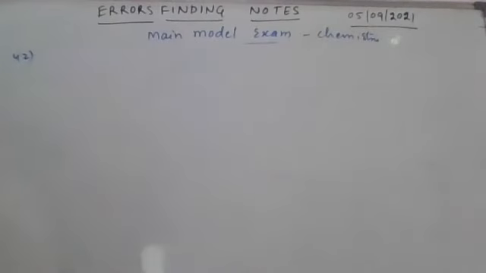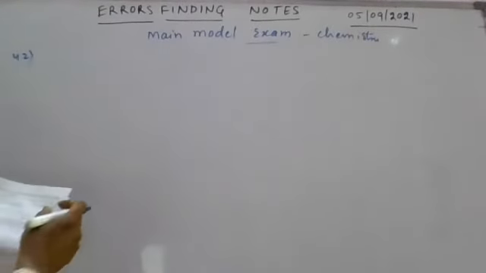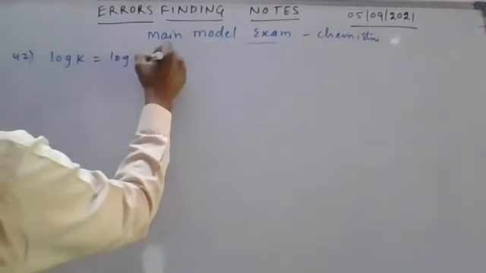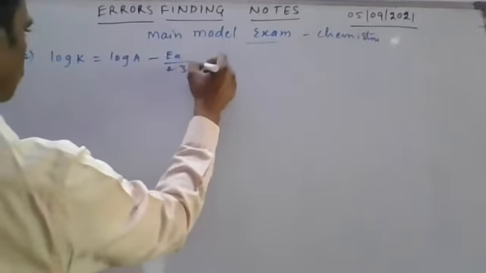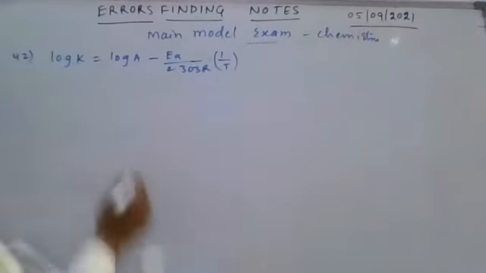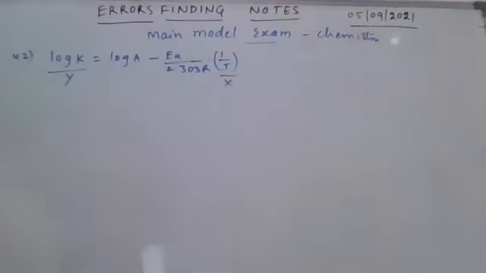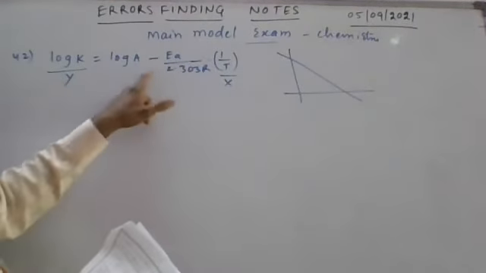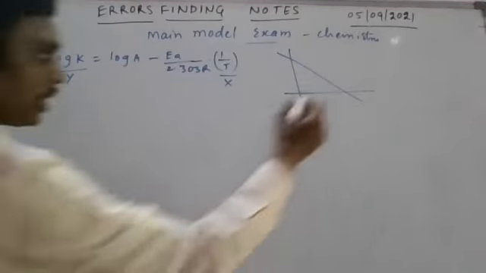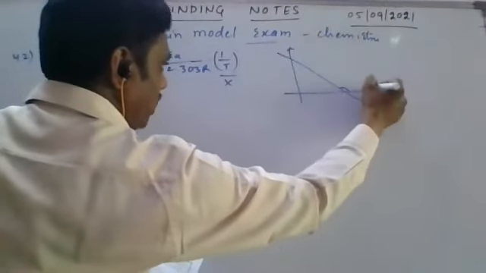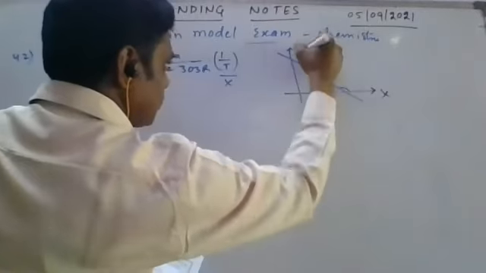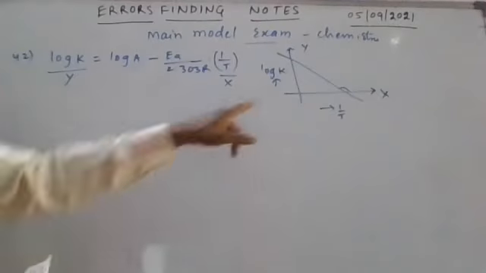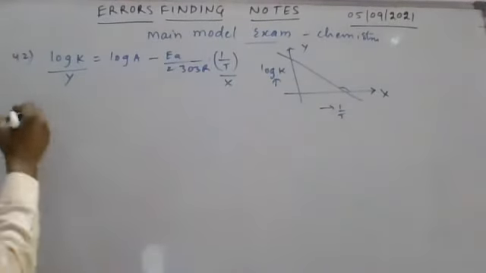Question number 42. Here the Arrhenius equation: log k is equal to log A minus Ea by 2.303 R into 1 by T. Here this is on the y axis, and this is on the x axis. You get y is equal to minus mx plus c. This is an obtuse angle, more than 90. This is the x axis, this is the y axis. With 1 by T on the x axis and log k on the y axis, you get this type of curve.